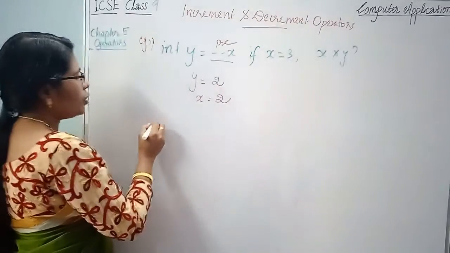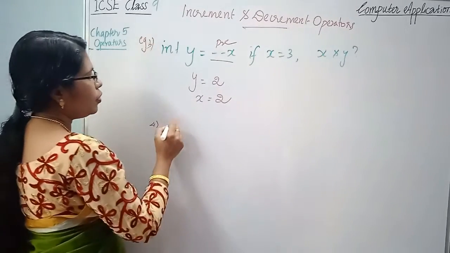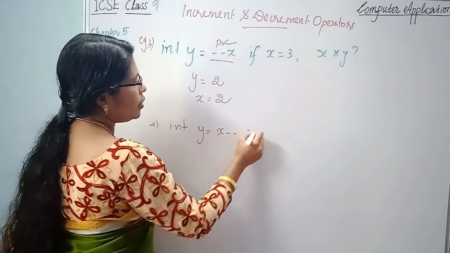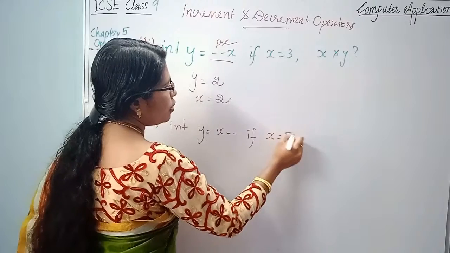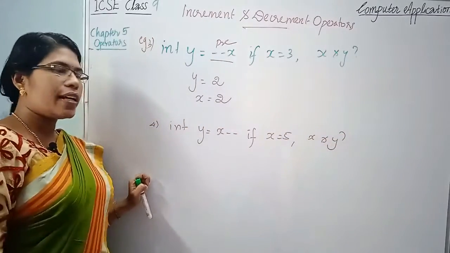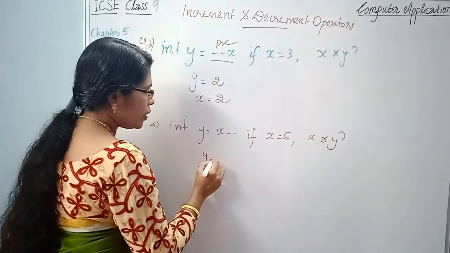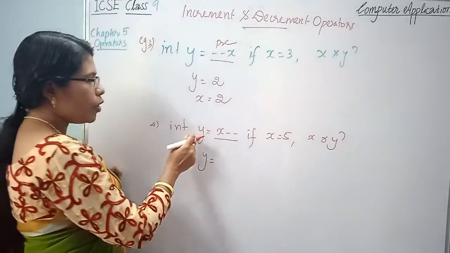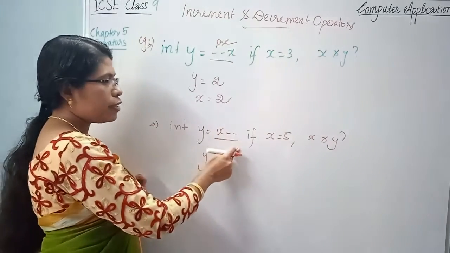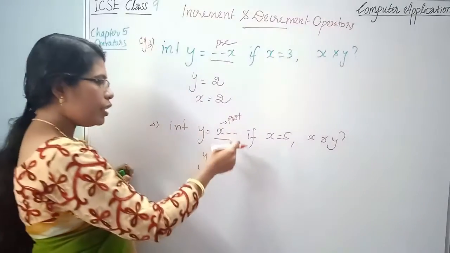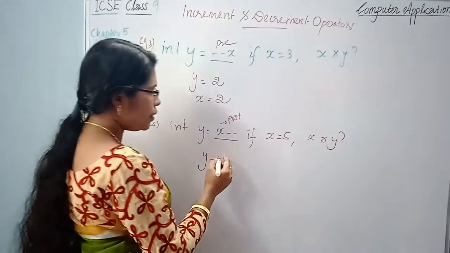The next one, the fourth example, is the same. int y equal to x minus minus, if x equal to 5, what is the value of x and y? We need to find the value of x and y. Y is assigned as x minus minus, and this is a post decrement operator. Post decrement means we will use the value first, then decrease the value.